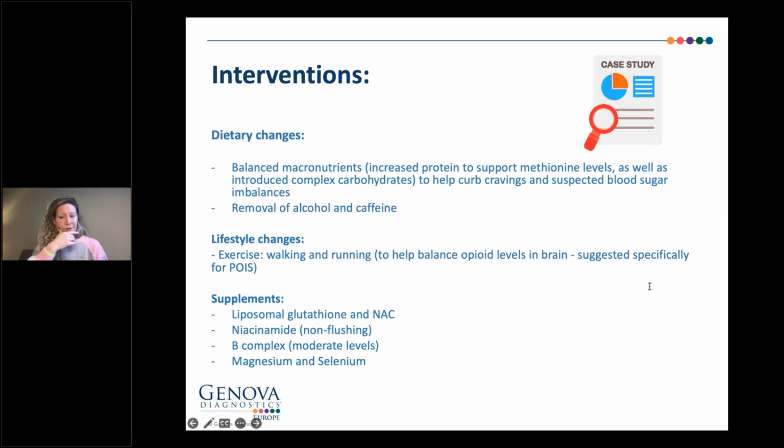We worked on a gentle introduction of B vitamins. He wasn't sensitive to B vitamins, so that was great. Additional B3 on its own, as well as glutathione support through NAC, liposomal glutathione, and selenium. I also added magnesium to support the MAT enzyme.